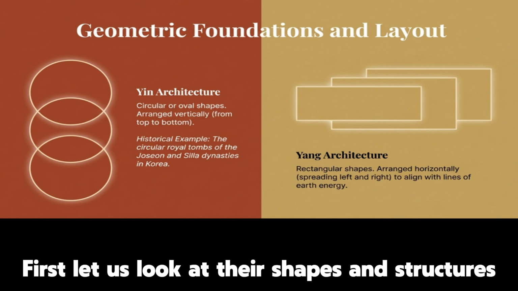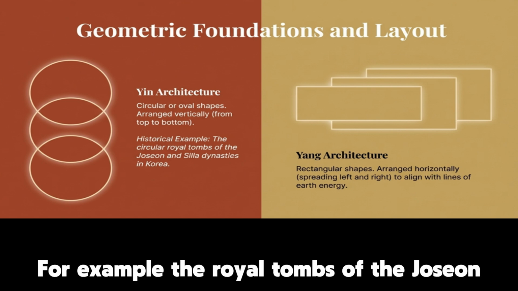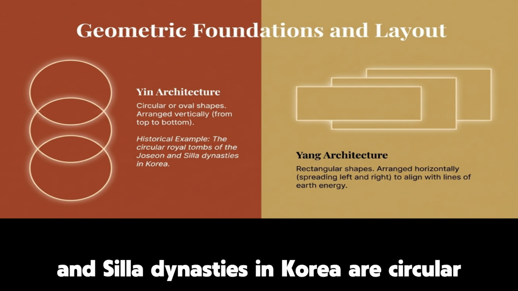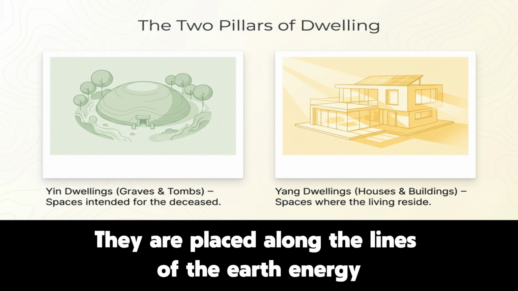First, let us look at their shapes and structures. Yin dwellings are mostly circular or oval. For example, the royal tombs of the Joseon and Silla dynasties in Korea are circular. On the other hand, yang dwellings are usually rectangular. They are placed along the lines of the earth energy.